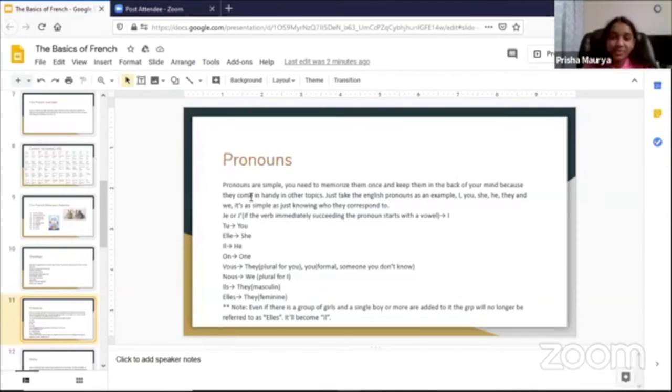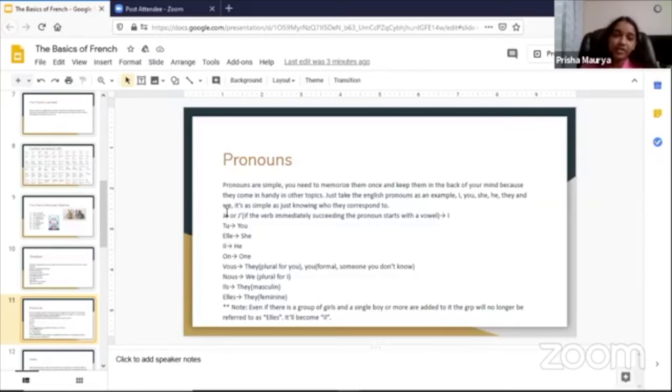So the next topic is pronouns. Okay, so pronouns are like the English pronouns I, you, she, he, they, and we. Those are the pronouns in English, but you need to memorize these pronouns in French. Like you memorized I, you, she, he, they, and we in English, you have to memorize the French pronouns as well.